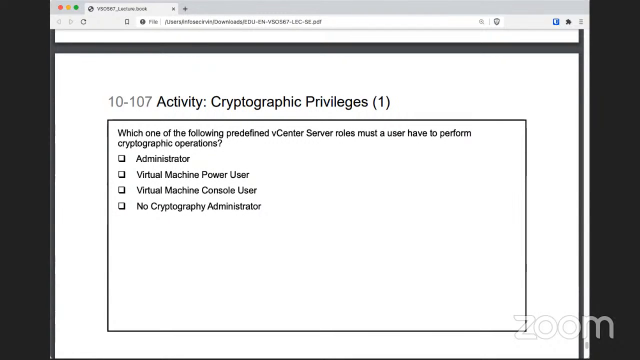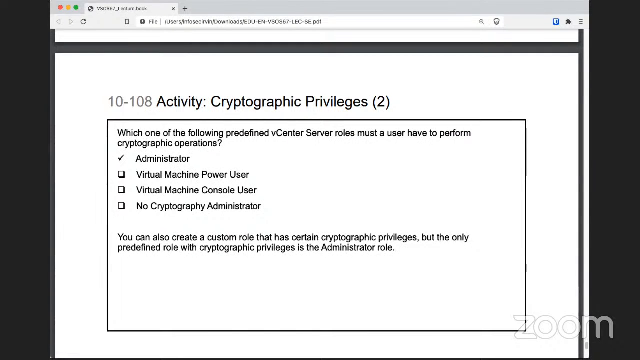Here's another question. Which of the following predefined vCenter Server roles must a user have to perform cryptographic operations? Administrator.